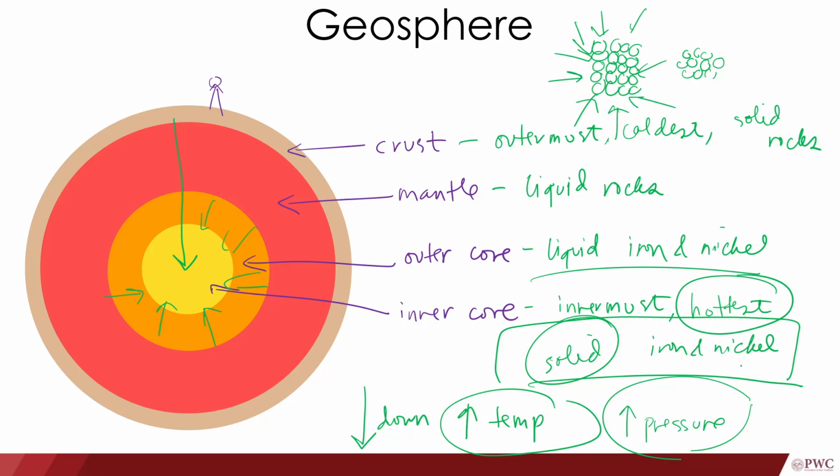So these are the four layers of the Earth. We have the crust, the mantle, the outer core, and then the inner core. The crust is the outermost, the inner core is the innermost.